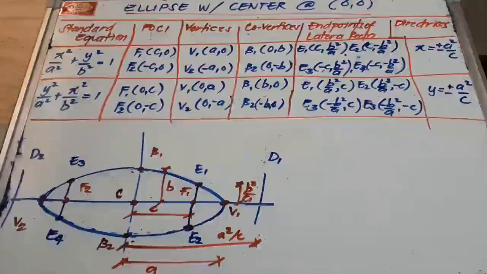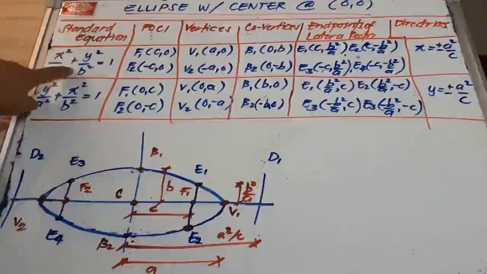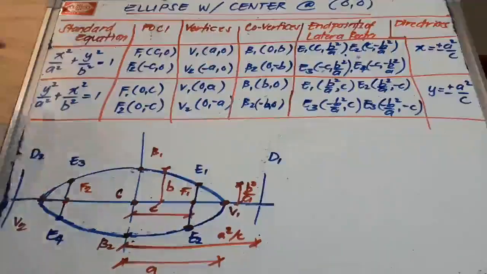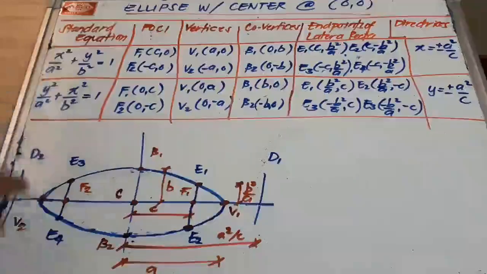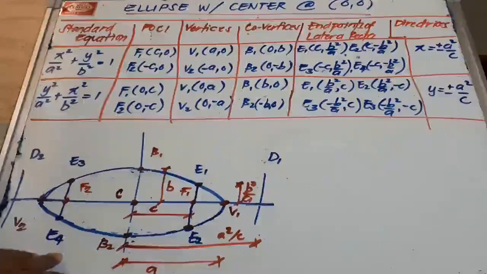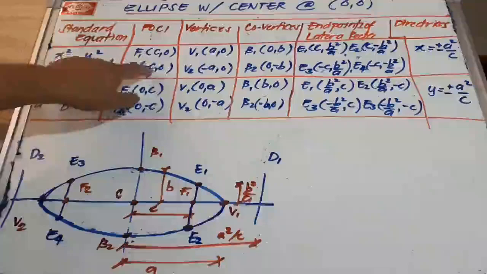Doon muna tayo sa table that summarizes the parts of this ellipse with center at the origin. Okay? So, we have here the standard equation of an ellipse, x squared over a squared plus y squared over b squared equals 1. Now, this equation has an equivalent graph of this one, a horizontal ellipse. Okay. The foci are located at (c, 0) and (negative c, 0).